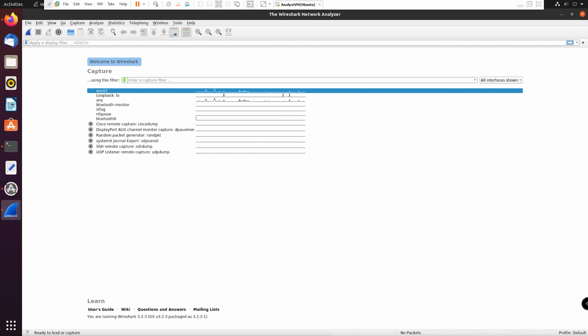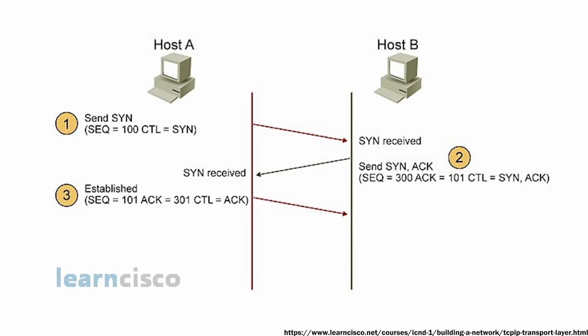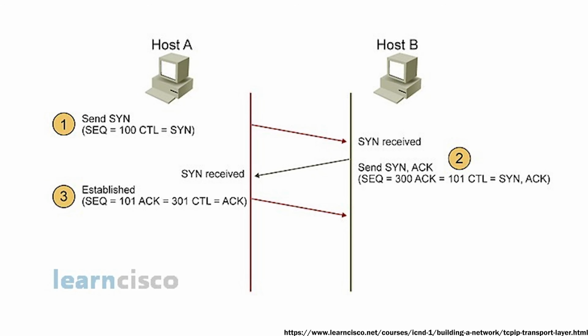Now, specifically for Wireshark, we're going to be looking at a TCP handshake. And to explain what a TCP handshake is, simply, host A wants to send a TCP packet to host B. So host A initiates a connection with host B using a SYN flag, which we'll be looking at in this video.